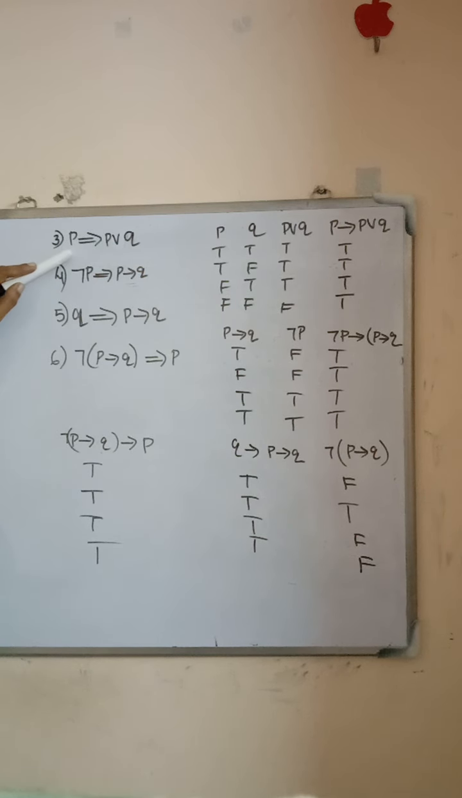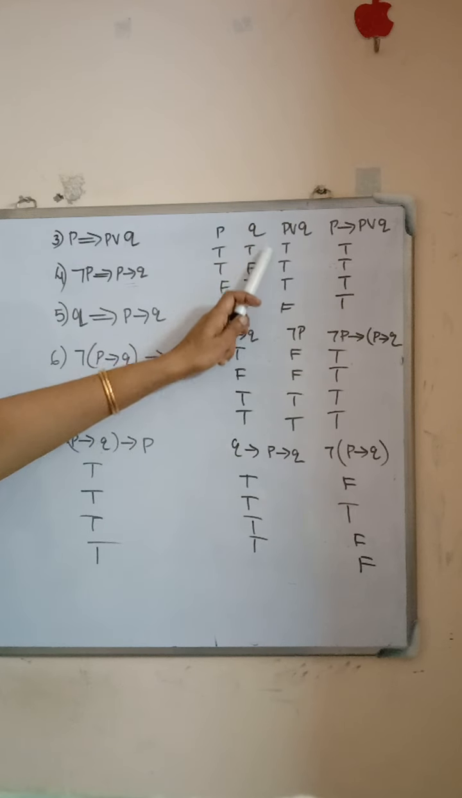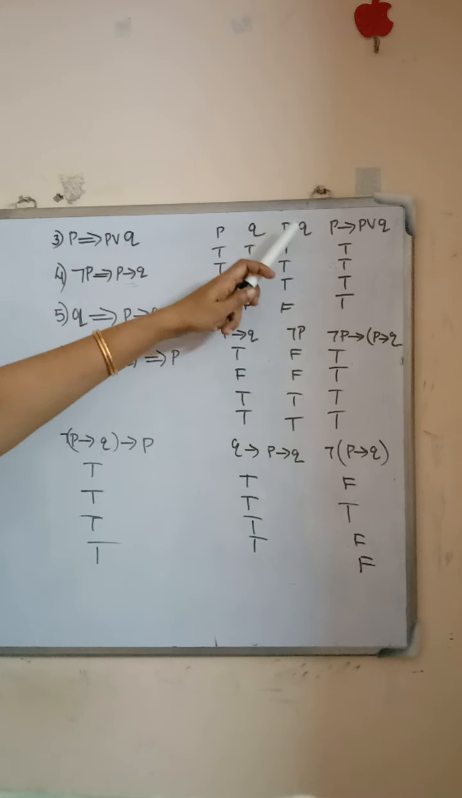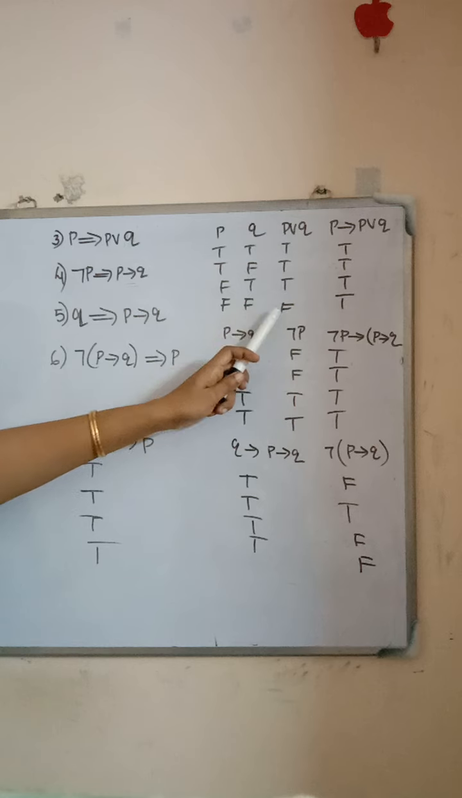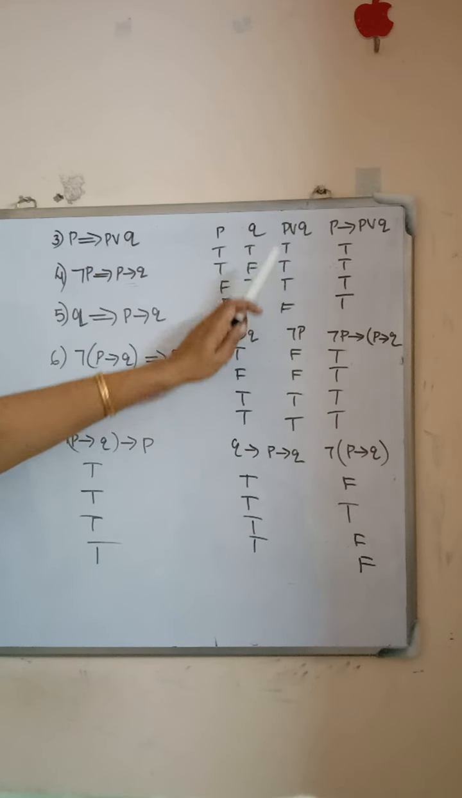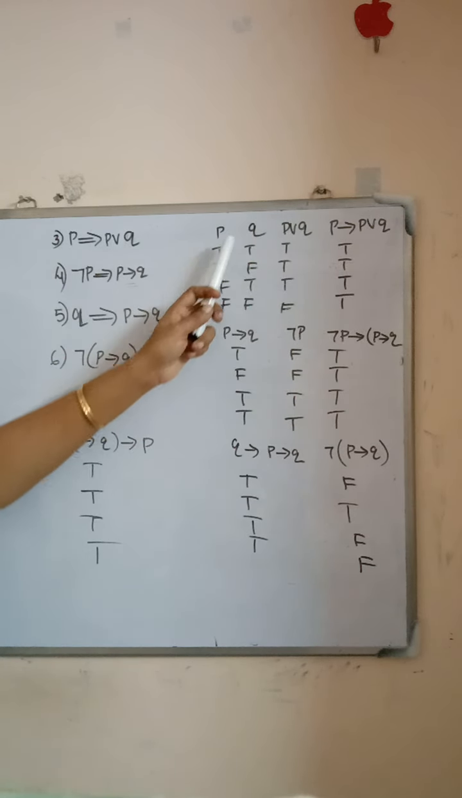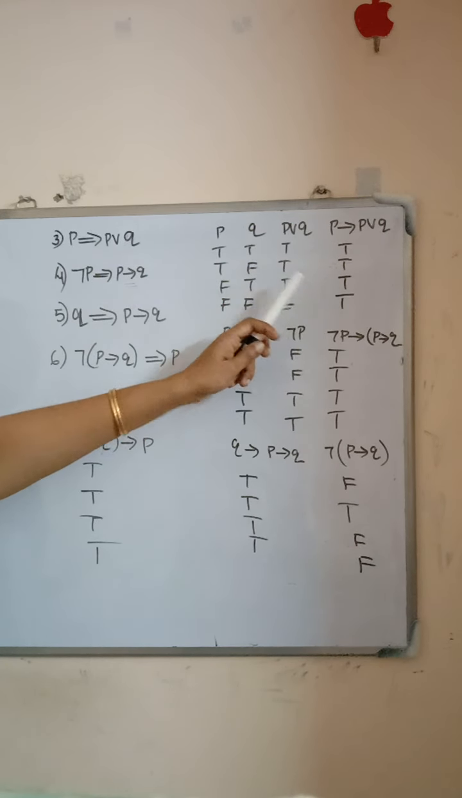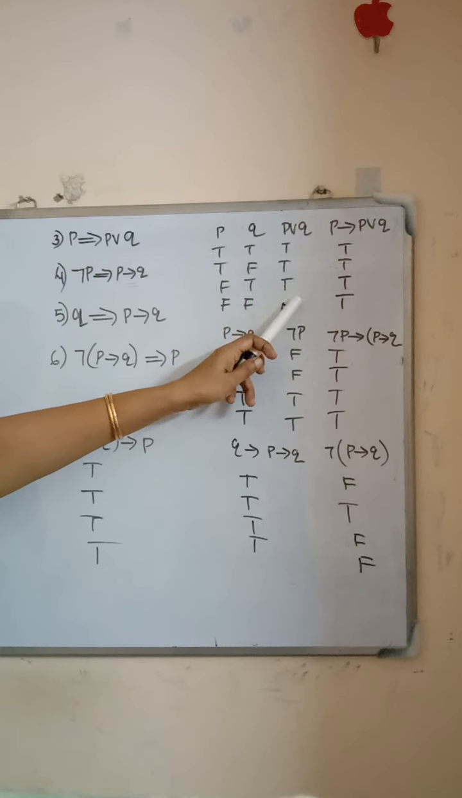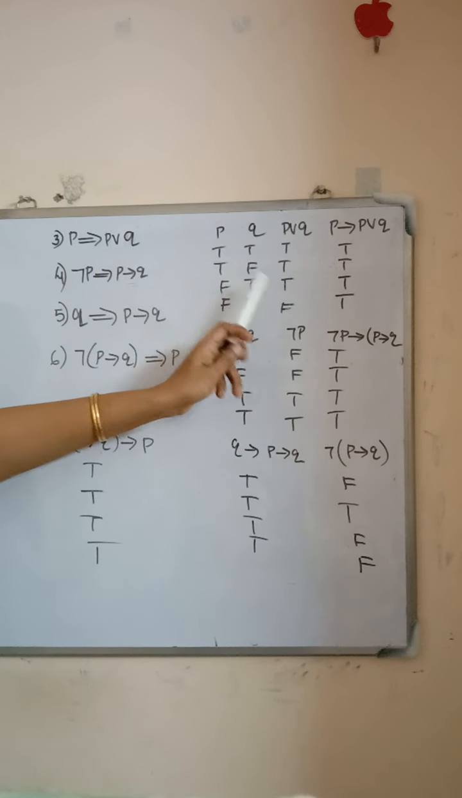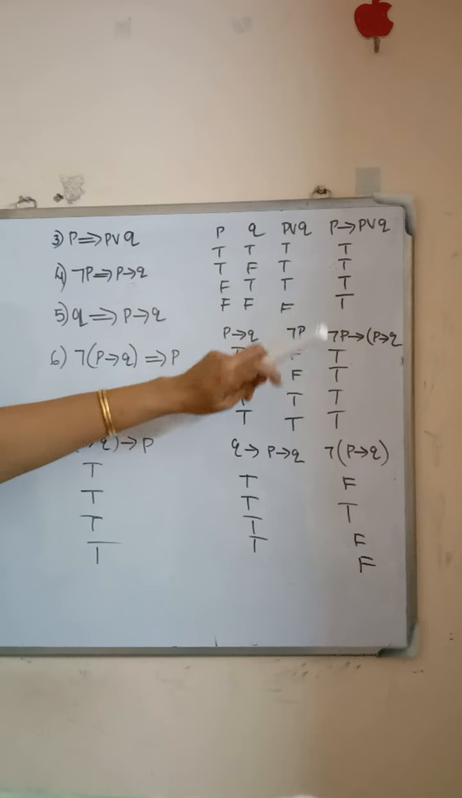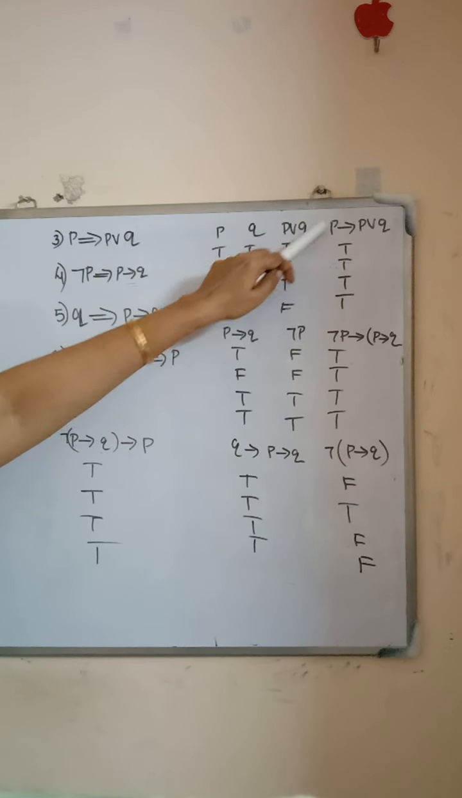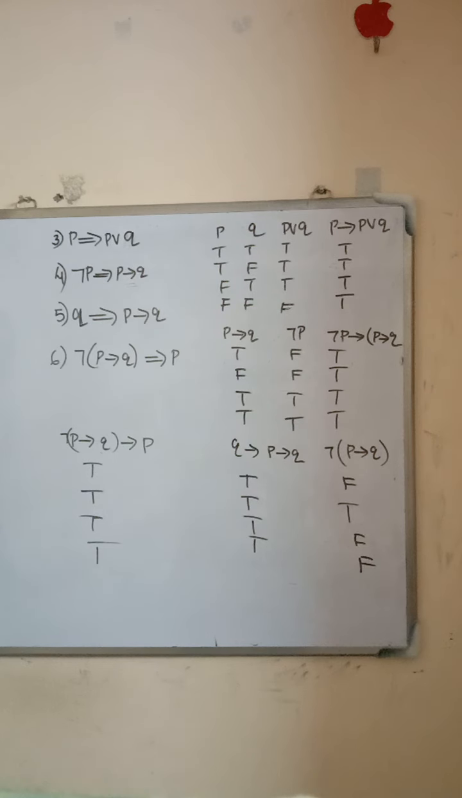Next one is P implies P or Q. P or Q is false only when both the statements are false. All other cases it is true. Then P conditional P or Q. Consider the first column and third column. P conditional Q is false only when the first one is true and the second one is false. Here there is no case in which first one is true and second one is false. So in all the cases P conditional P or Q is true. That means P implies P or Q.